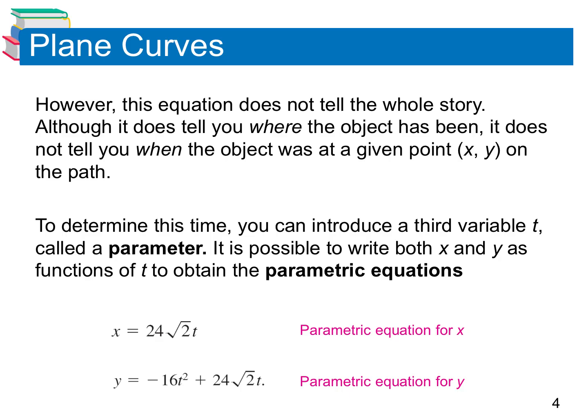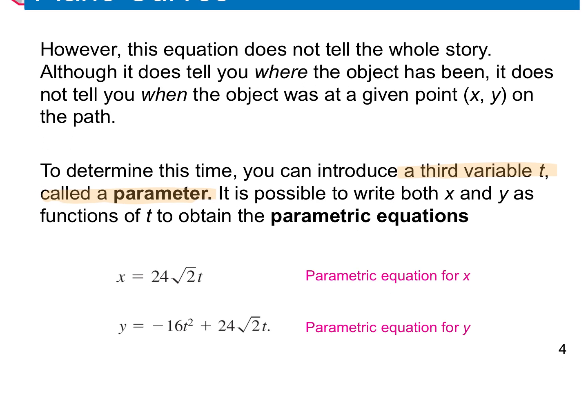So our graph tells us where the object has been, but it does not tell us when the object was at that given x and y point on the path. To determine this time, you can introduce a third variable, which is t, which we call the parameter. It's possible to write both x and y as functions of t to obtain the parametric equation. So like I said before, we'll have an x equals and a y equals and a t in both of those equations. These are going to be our parametric equations.